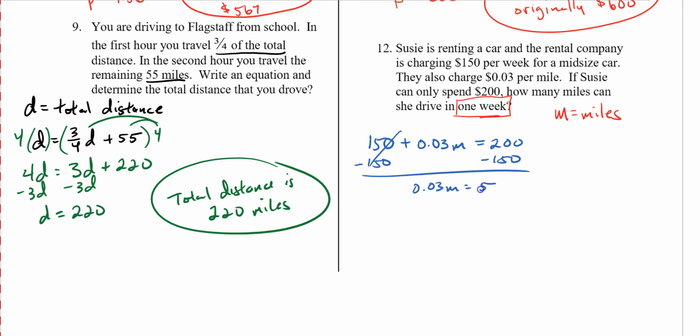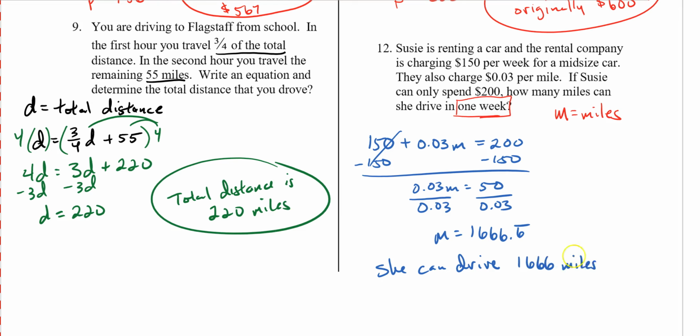0.03 M is equal to 50 divided by 0.03. Use a calculator for that part. 50 divided by 0.03 is 1,666.6 repeating. Since we're driving miles, we're going to assume that she has to drive whole miles, or at least the company is going to charge her by the complete mile. So 1,667 miles would be too much. She would pay too much because she can only spend 200. So we're going to round this down to she can drive 1,666 miles.